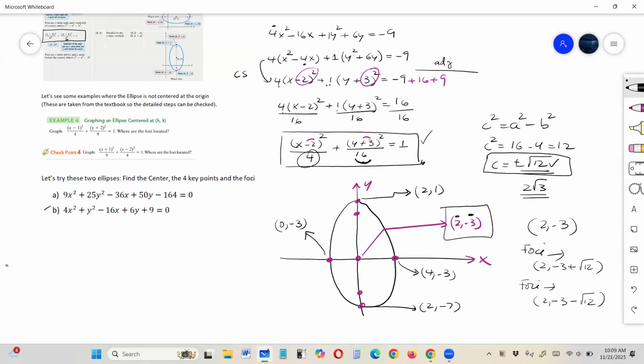So these are the types of problems, these two, that you're going to get on the exam, okay? Where you have to complete the square to put the equation in standard form and then find the 4 key points, the center, and the 2 foci.